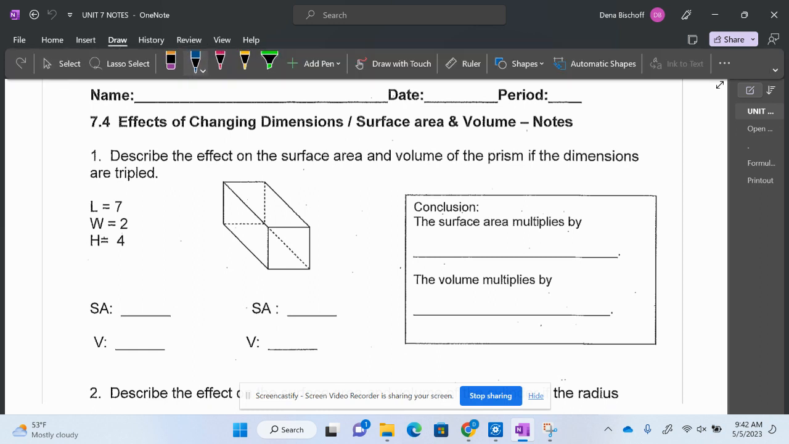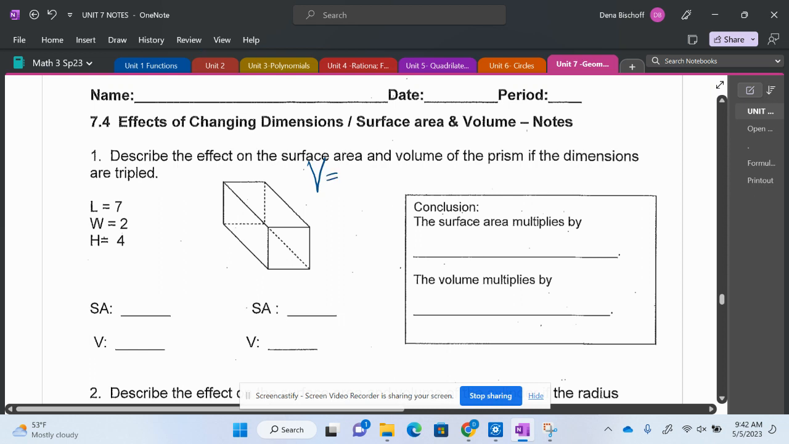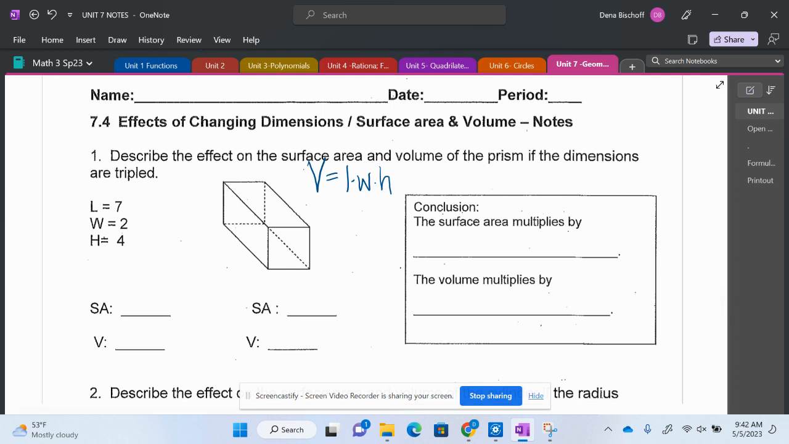Okay. So describe the effect on the surface area and the volume of a prism if the dimensions are tripled. The first thing I want to talk about is the formula. The formula for volume is length times width times height. And the formula for surface area, off of your purple little reference sheet, is 2 times the length and the width plus 2 times the length and the height plus 2 times the width and the height, right?